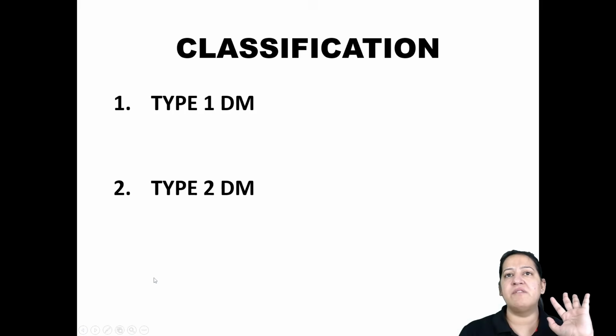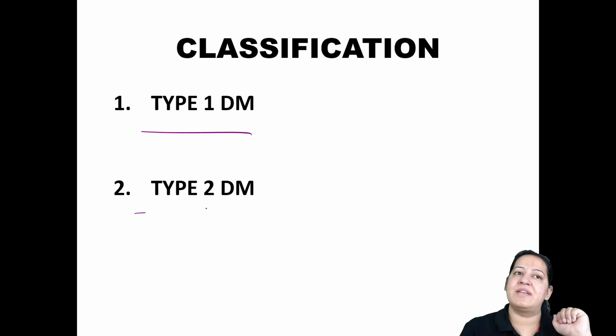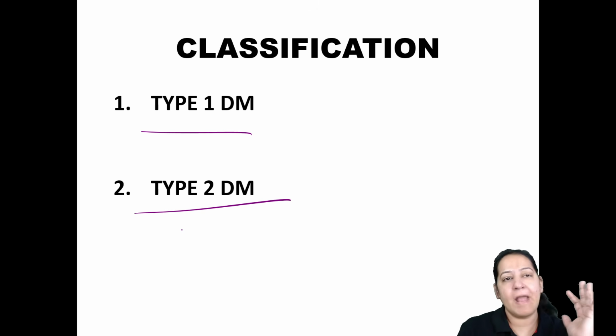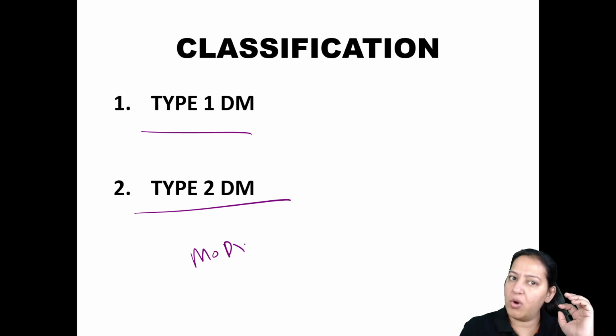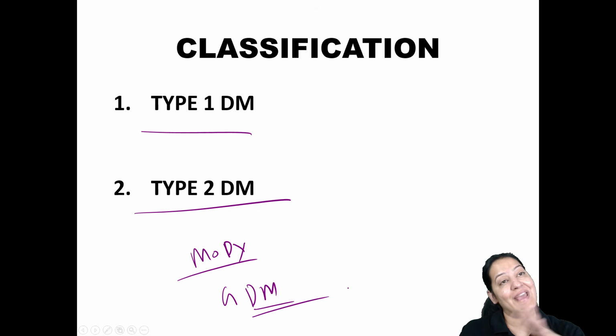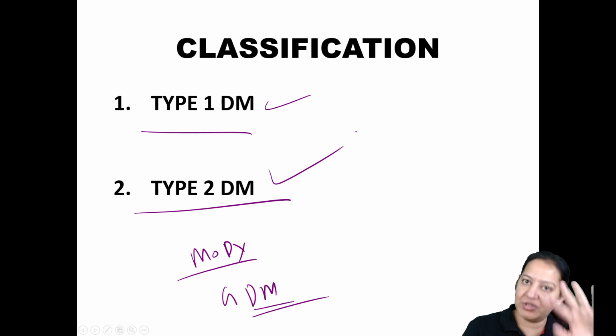So we are done with classification also. Let's start with type 1 and type 2 now. These are the two most important diabetes which I am going to teach you in detail. After that, we will study MODYs and gestational diabetes mellitus also. Don't worry, we will study everything. Let me finish type 1 and type 2 first.